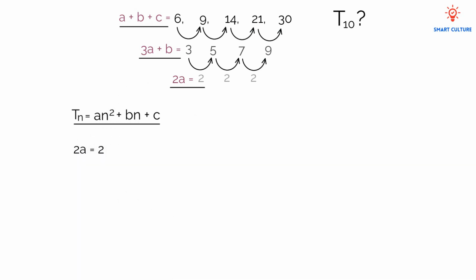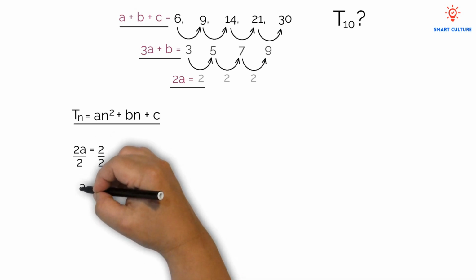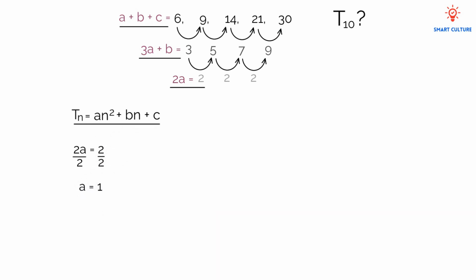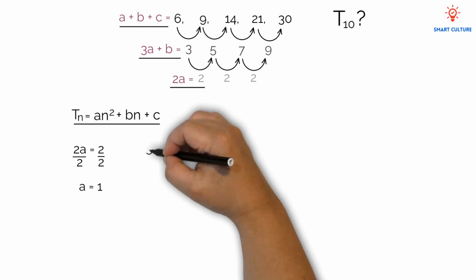Now let's start with the line of second differences. What we want to do is determine the value for a. So 2a is equal to 2. That means a is equal to 1. We want to solve for a, so we divide both sides by 2, and then we get an answer of 1. A is equal to 1.